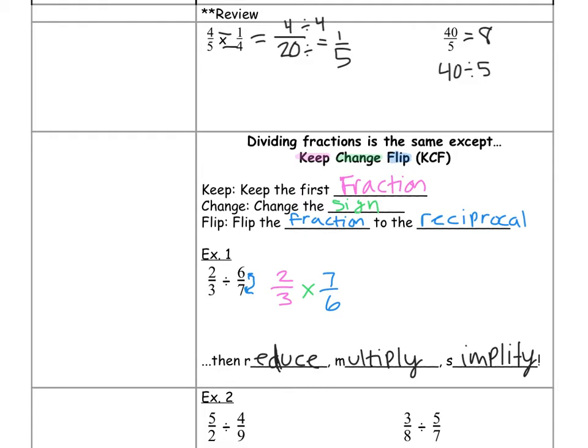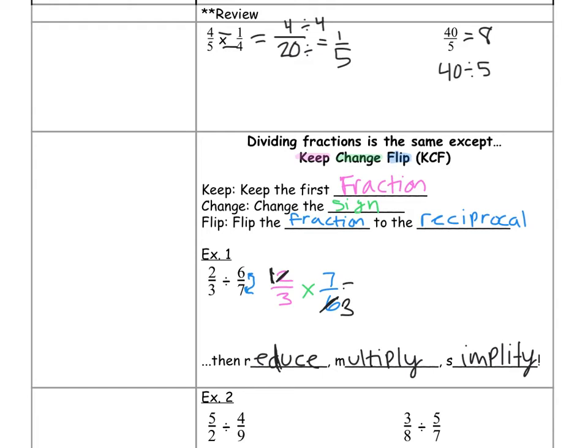So what does that mean, reduce, right away? That means we can look and see if any of these numbers can be reduced. So 3 and 7, those are pretty much reduced. But 2 and 6, we can reduce both of these by 2. So I'm going to write, because 2 divided by 2 is 1, and 6 divided by 2 is 3.